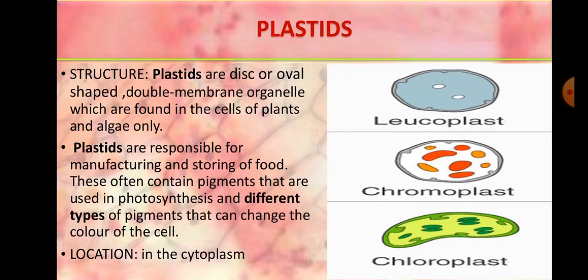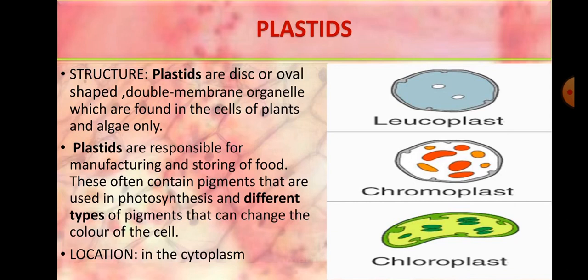Moving on to our next cell organelle, which are the plastids. They are also very similar to mitochondria. We will discuss why. But before that, the structure. Plastids are disc or oval shaped structures. These have a double membrane, and they are cell organelles that are found in the cells of plants and algae only, which also belong to the plant kingdom. So you will not find plastids in animal cells.